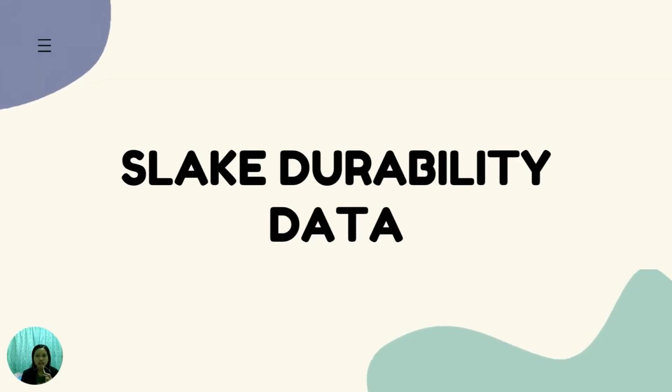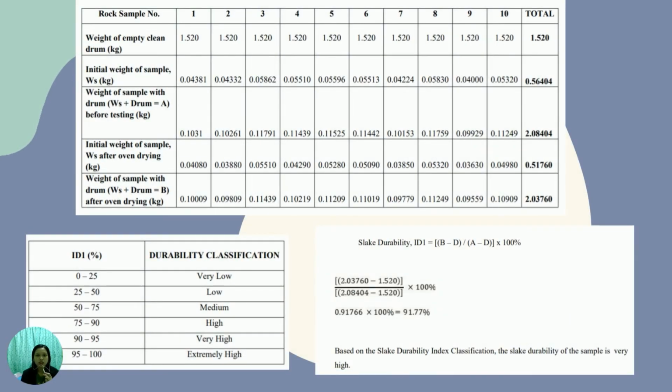Next is slake durability data. So we find the weight of the sample, before and after, and then we find it is 0.91766, and then multiply by 100%, and then we got 91.77%. Based on the slake durability index classification, the durability of the sample is very high. So IDI is 90 until 95. So for the durability classification, which is very high, we get it from this table.